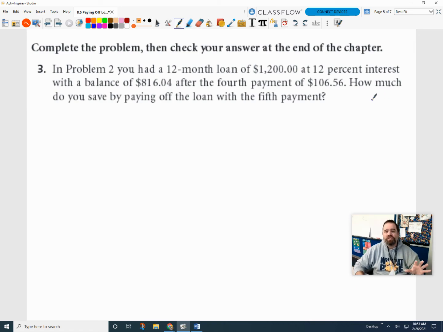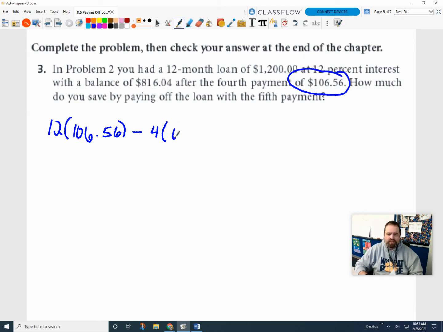Now, there's some information in here that you don't necessarily need because we were given the monthly payment. It is possible that you will have to figure out the monthly payment like we've been doing and then proceed from there. So this was originally a 12-month loan. They should have paid $106.56 every single month, but they only made 4 payments of $106.